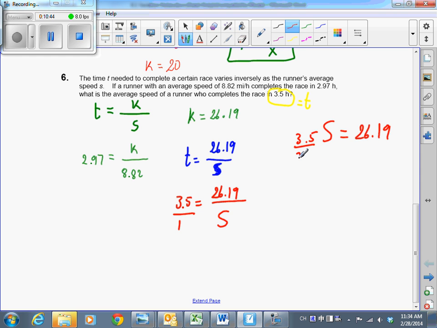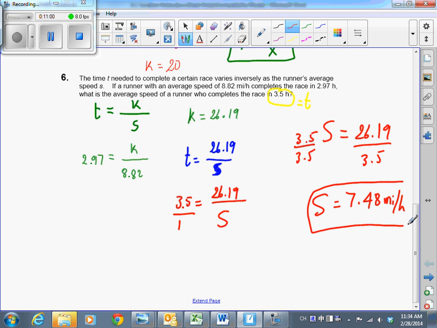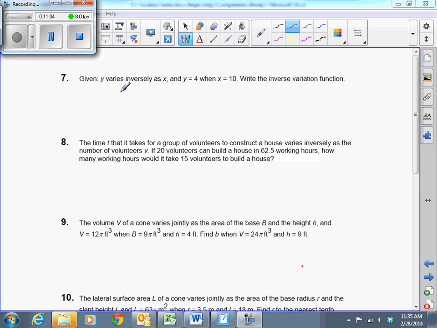Divide by 3.5. So S is equal to 7.48 miles per hour. On 7, it says, given y varies inversely as x and y equals 4 when x equals 10, write the inverse function. I'm giving you 2 minutes to complete it.